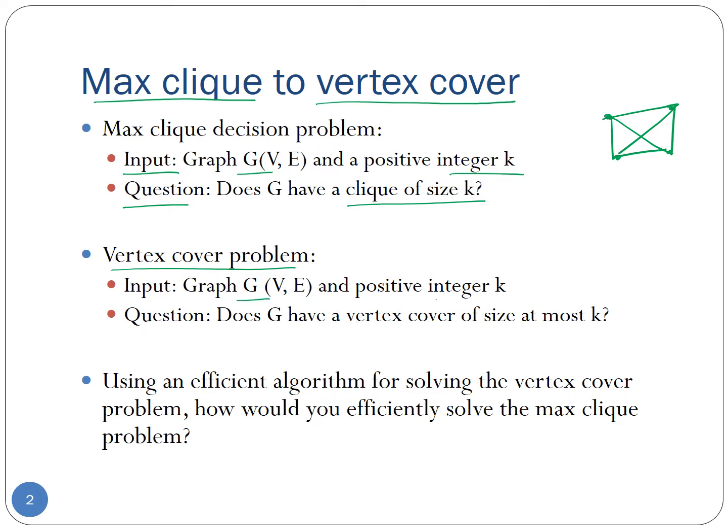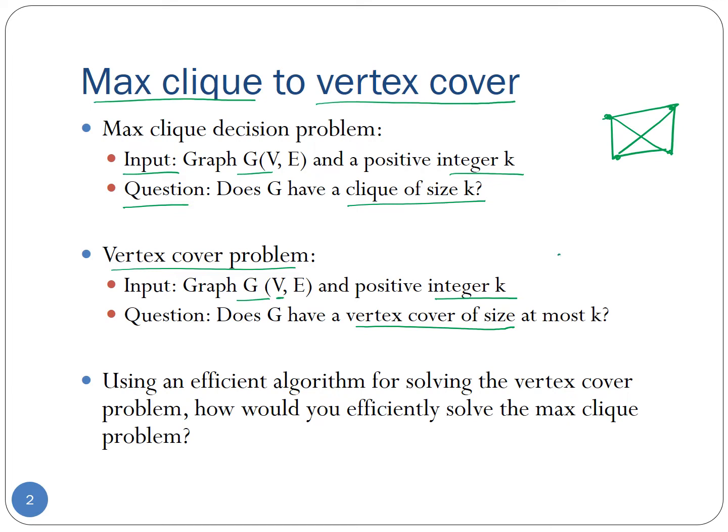Now recall that the vertex cover problem looks like this: our input is a graph G and again a positive integer k, and the question is, does G have a vertex cover of size k, or at most k? Recall that a vertex cover is a subset of the set of vertices such that every edge in the graph has at least one endpoint in this vertex cover.